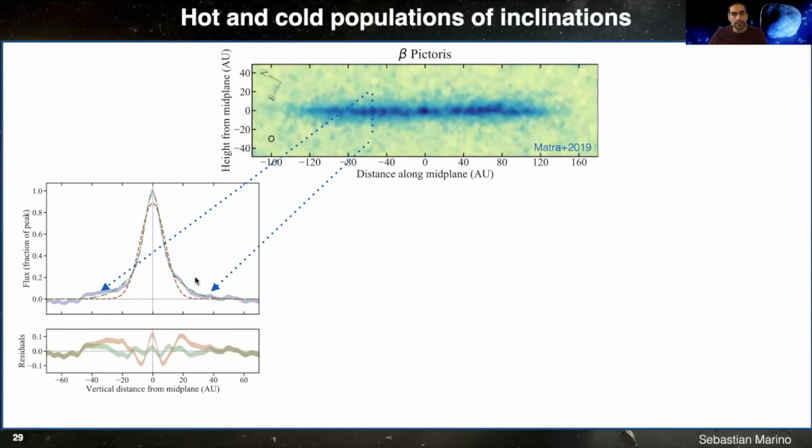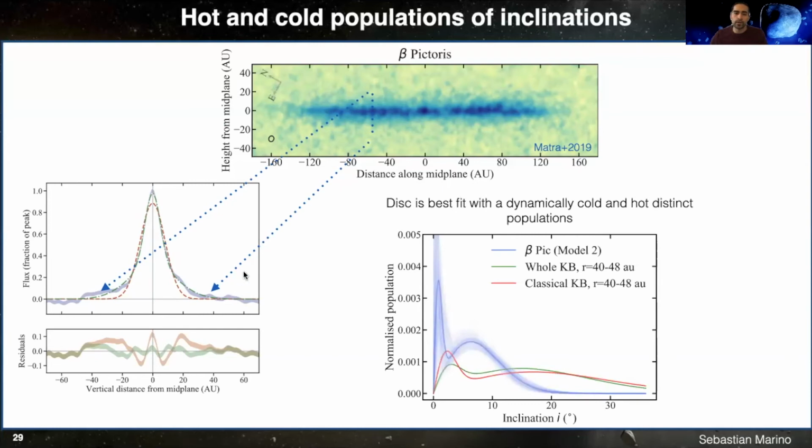And this fact means that, because for a single population of inclinations we expect a Gaussian distribution, this system seems to have a double population of inclinations, with a population having very low inclinations, so a very peaky distribution here, and a population having higher inclinations, reaching higher heights.